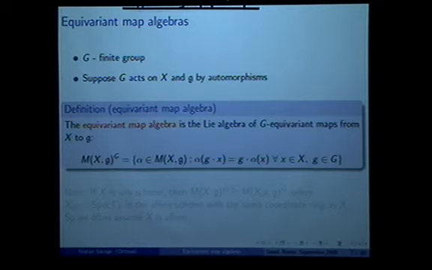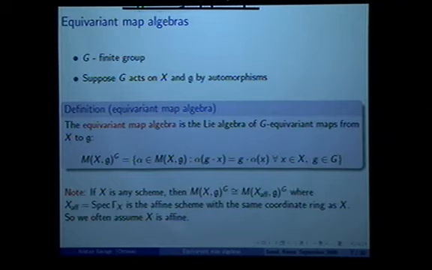So at this point, I should note, of course, if you take any scheme or variety, then this equivariant map algebra, because we're looking at globally defined maps, is exactly the same as the equivariant map algebra where you replace your scheme by the spec of the coordinate ring. So the reason I make this note is because of this remark, we can always assume that our scheme is affine. And so in the statement of our classification theorem, it will be stated for an affine scheme. But because of this remark, it really applies to all schemes. Right? We can just always reduce to the affine case. Okay, so this is an equivariant map algebra.